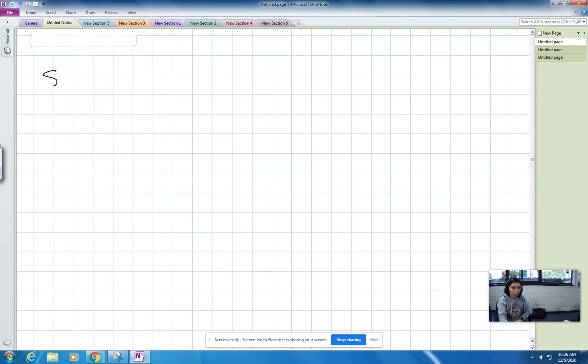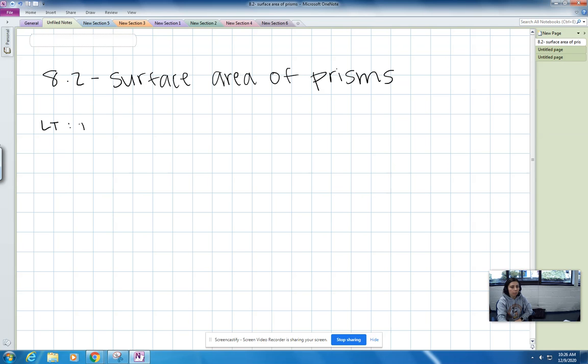So today's section is 8.2, surface area of prisms. And our learning target is I can use nets to find the surface area. Capital S, capital A stands for surface area of prisms.